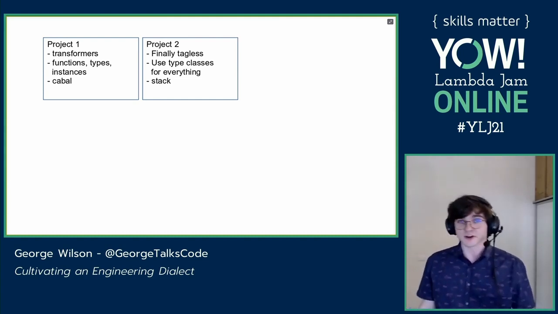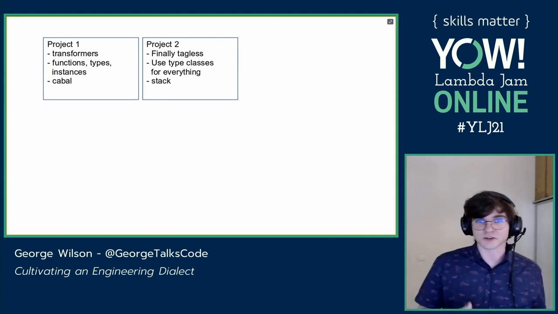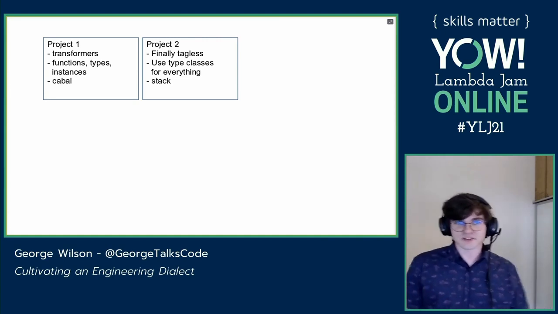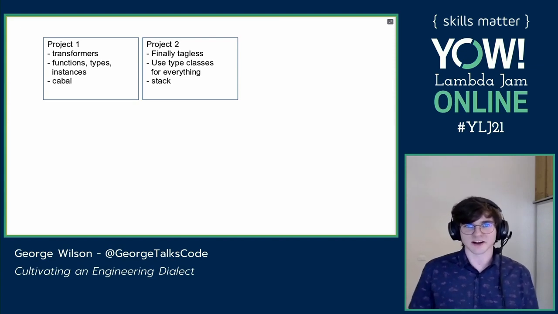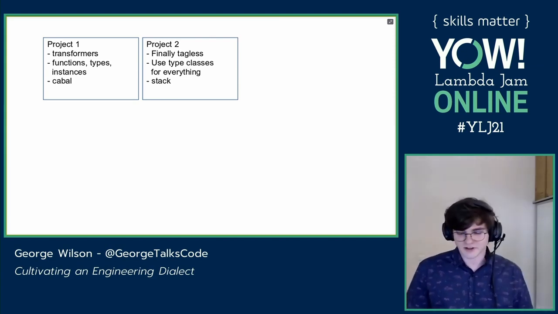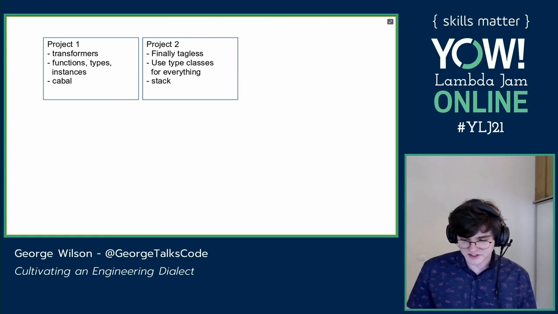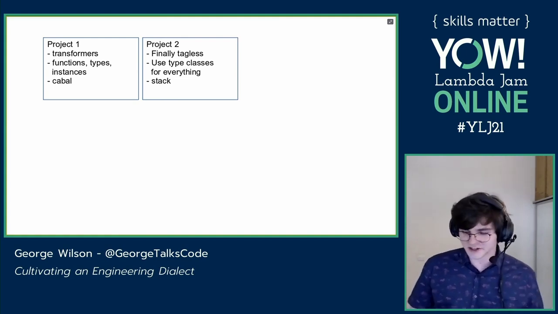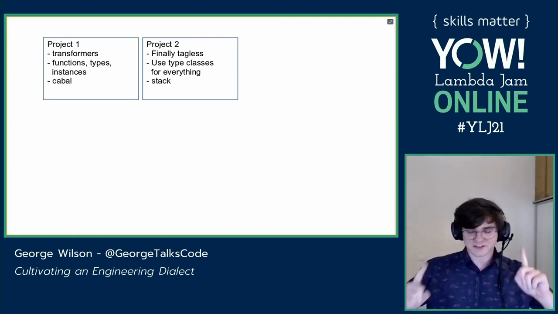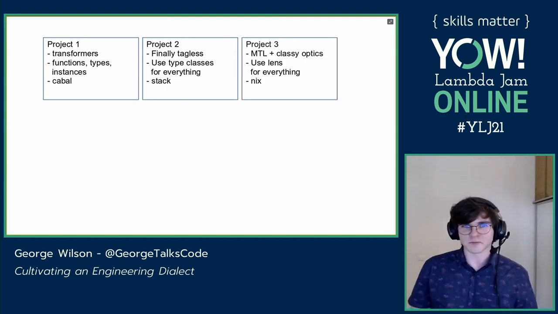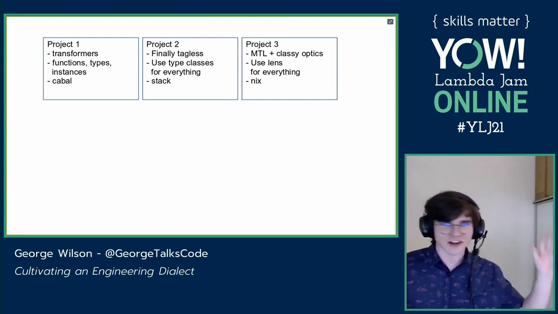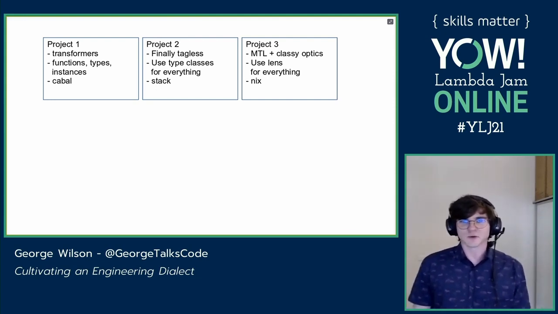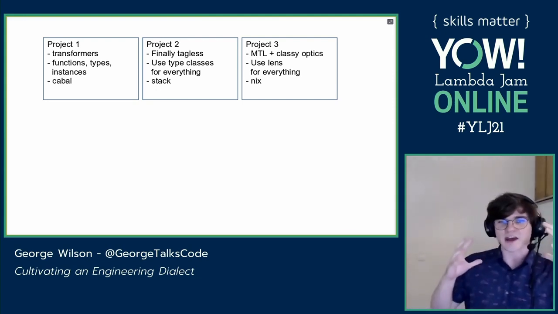We're going to use Stack for our build. We didn't like Cabal. The docs weren't so good or whatever. And we're using Stack this time. And we're going to deliver this command line application. We deliver it. It's great. And what happens next? The boss says, guys, we need another microservice. We say, great. I have just the thing for that. This time, I watched this talk by George Wilson. He said to use MTL and classy optics. We're going to use MTL and classy optics. We've just discovered lens. We're going to use lens for everything.